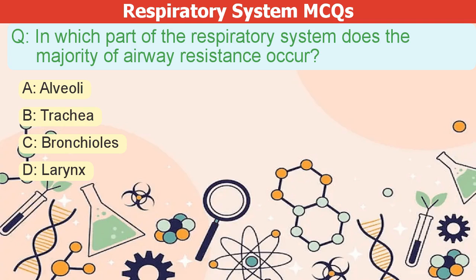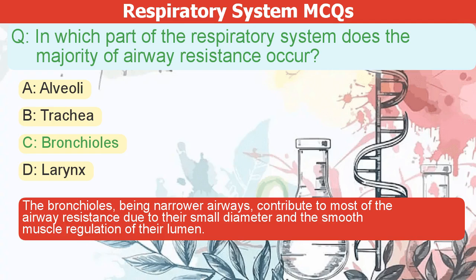In which part of the respiratory system does the majority of airway resistance occur? A. Alveoli. B. Trachea. C. Bronchioles. D. Larynx. The correct answer is C. The bronchioles, being narrower airways, contribute to most of the airway resistance due to their small diameter and the smooth muscle regulation of their lumen.